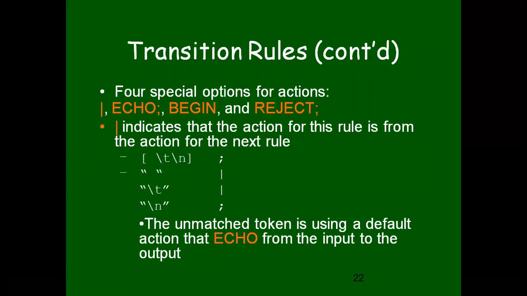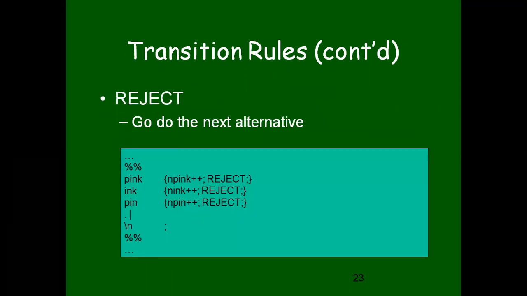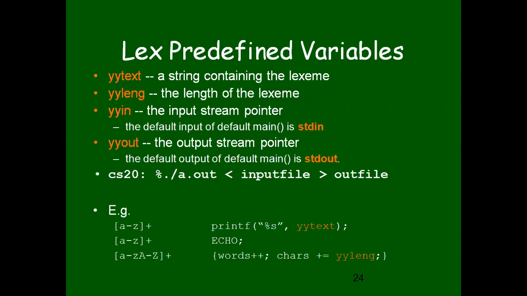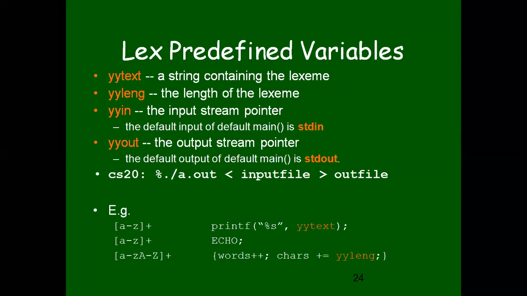See here, we have special options in the transition rules: one is ECHO, one is BEGIN, and one is REJECT. For unmatched tokens, the default action is ECHO. For the beginning of the translations, BEGIN. If you want to reject any action, we can use REJECT. And here we have some lex predefined variables: yytext, yyleng, yyin, yyout. These are the lex predefined variables.